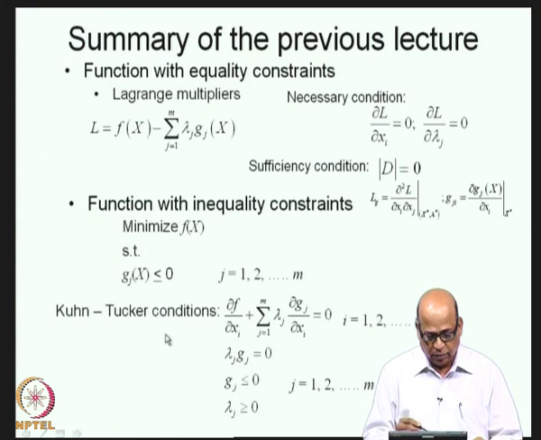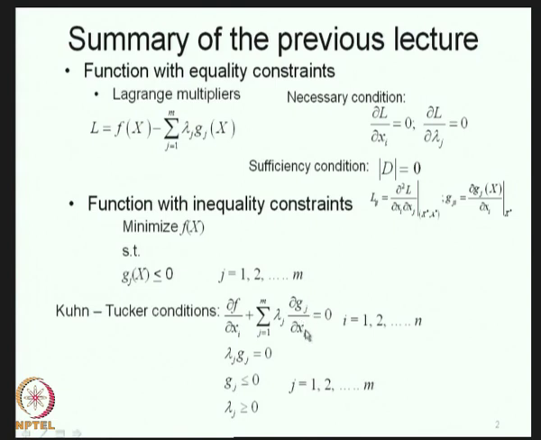Then the Kuhn-Tucker conditions are stated as df by dxi, the first order derivative of the original function, plus the sum over j equal to 1 to m of lambda j dgj by dxi equals 0, where gj of x is the constraint function. So, you take the first derivative with respect to each of the variables and write this condition for each variable. So, you have n conditions here, and then lambda j gj is equal to 0, gj less than or equal to 0, and lambda j greater than or equal to 0.